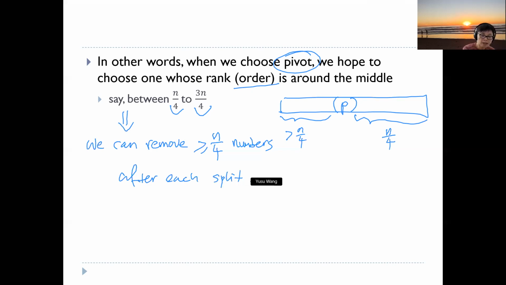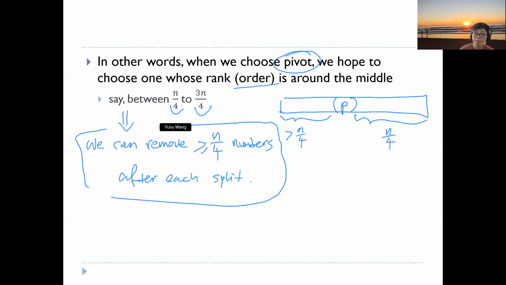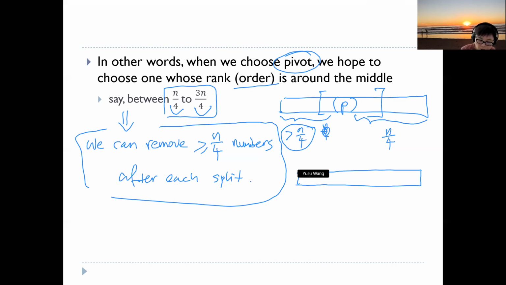If I can guarantee that my pivot falls somewhere in the middle, then I can guarantee I would remove at least a quarter of the numbers each time. So how do I make sure that my pivot falls within this range? Let me just draw a different picture. I want to make sure my pivot falls within the range n/4 and 3n/4. So I want to pick someone here with the rank here as the pivot. How do I guarantee that?